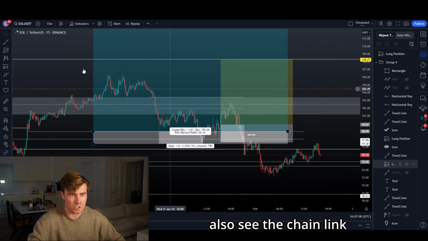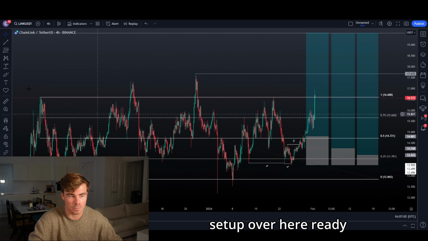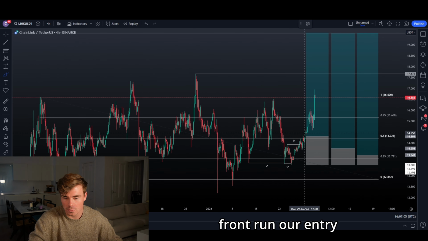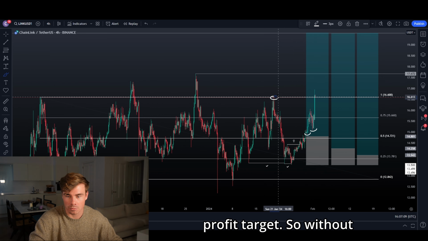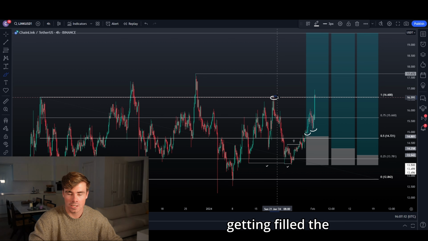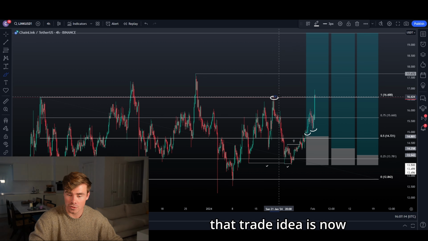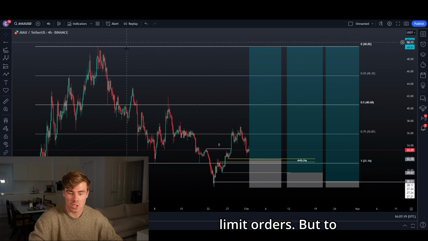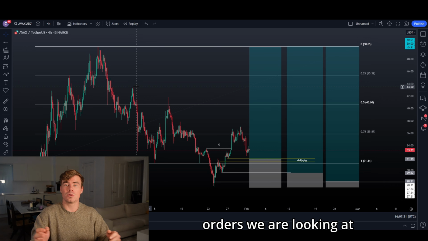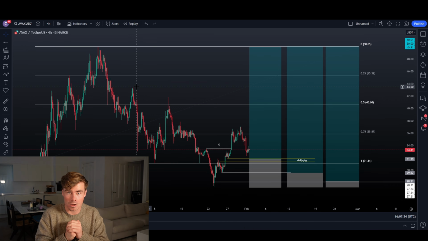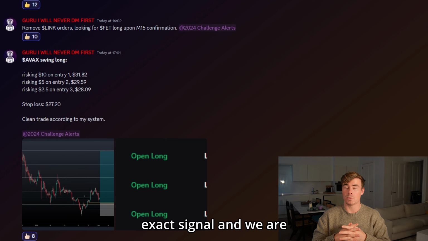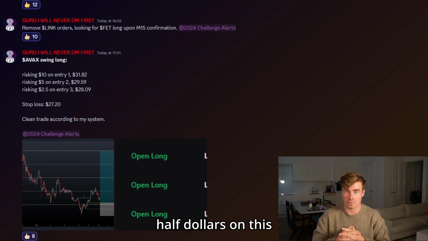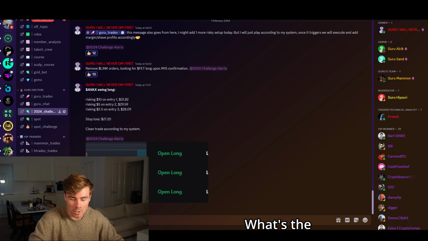Right now we can also see that Chainlink, in which we had this setup over here ready, front ran our entry over here and already expanded towards our first take profit target. So without getting filled, the take profit target got hit, but that trade idea is now invalidated. So I removed those limit orders. But to replace those limit orders, we are looking at this potential setup right now on Avax. As you guys can see over here, I gave the exact signal and we are going to risk $17.50 on this trade. What's the reasoning for this trade?